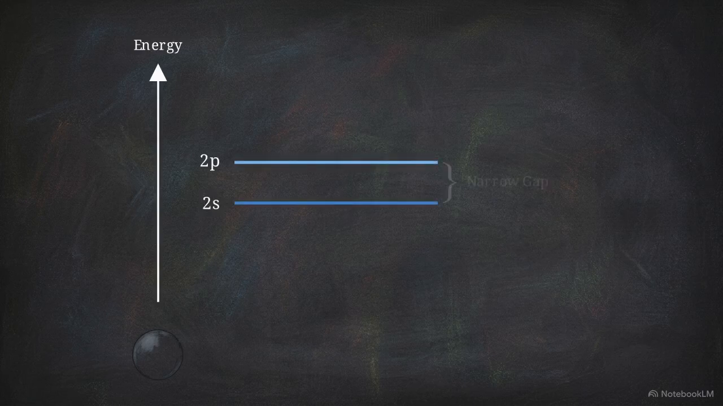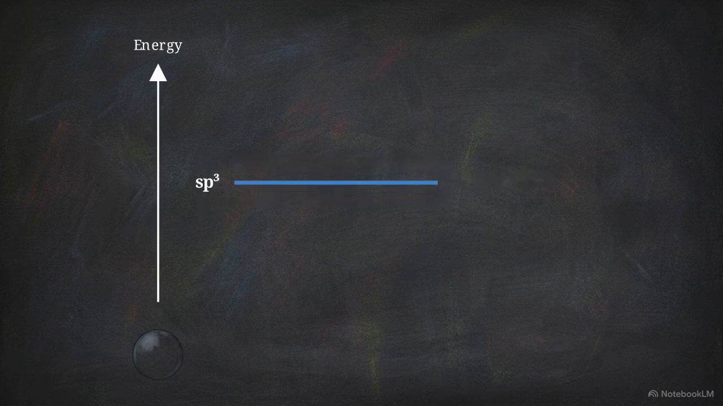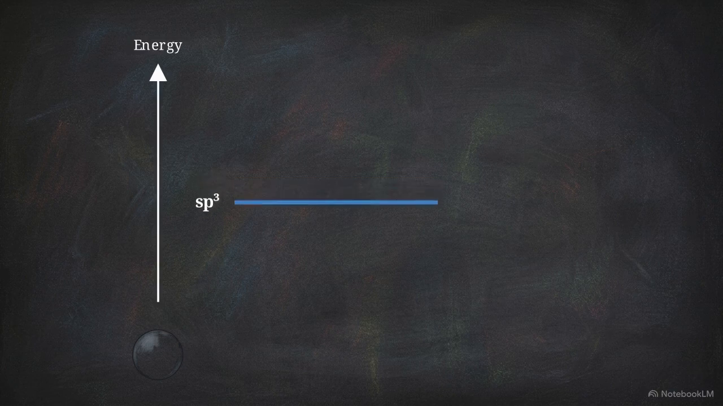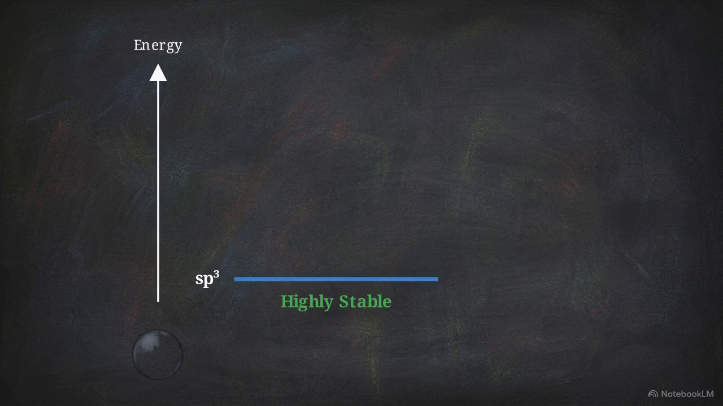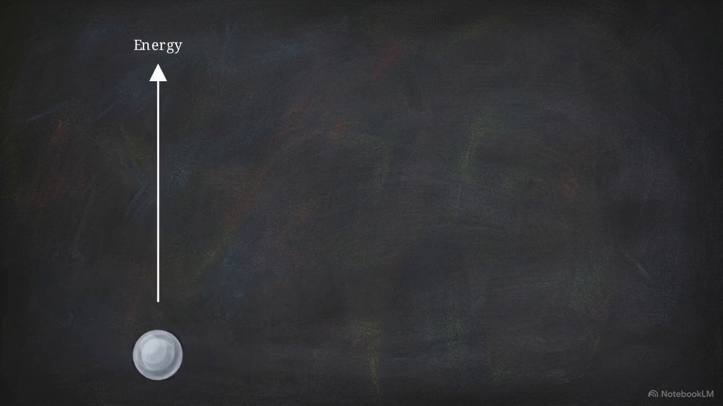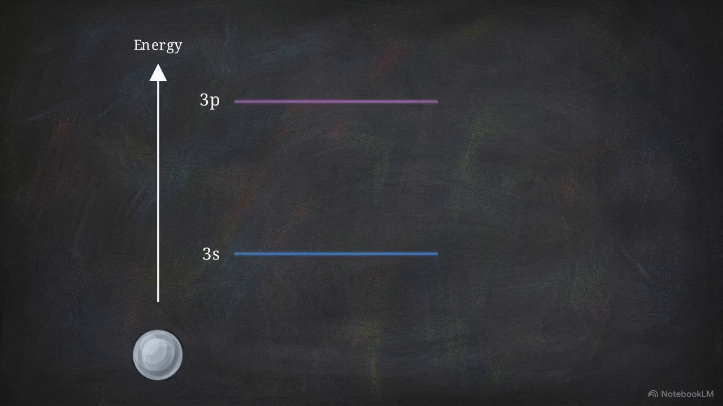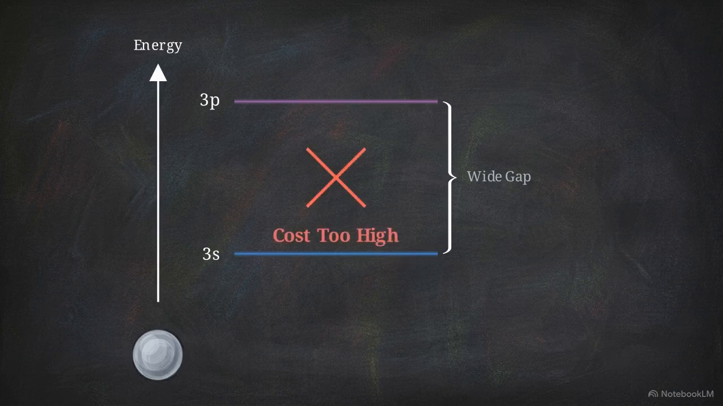The 2s and 2p orbitals are compact and sit very close to each other on the energy scale. Because the energy gap is so narrow, the nitrogen atom easily pays the cost to mix them. The resulting sp3 bonds are exceptionally strong, returning the investment by creating a highly stable molecule. Look at the landscape for a period 3 element like phosphorus. Its 3s and 3p orbitals are larger, far more diffuse, and separated by a much wider energy gap.